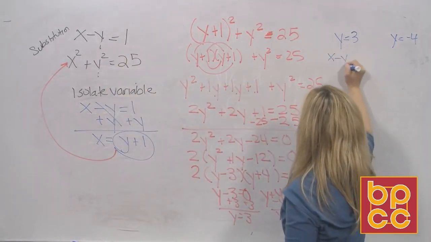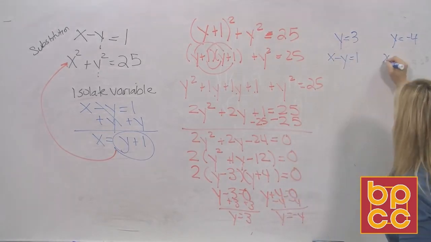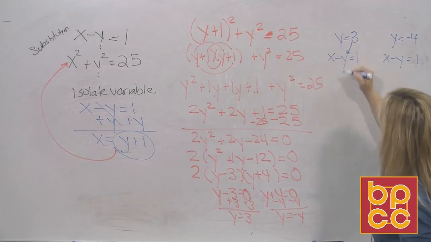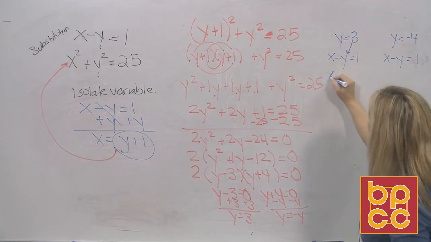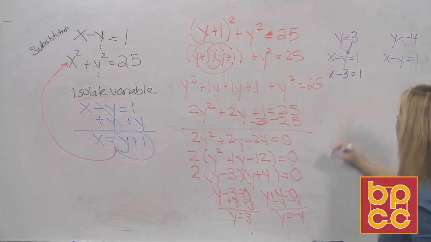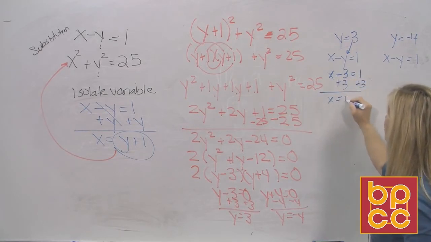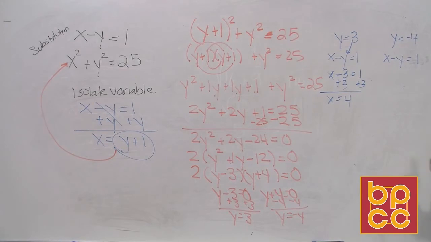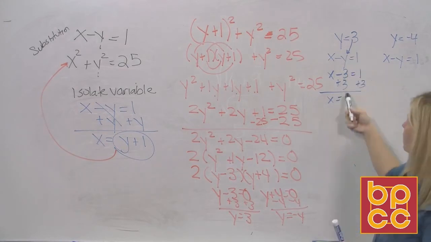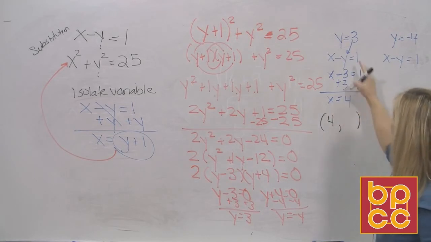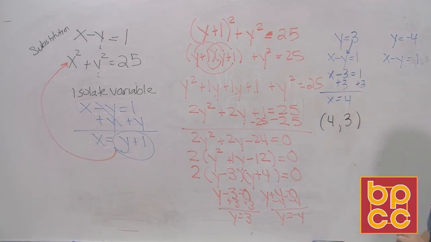So I'm going to write it twice because I'm going to use it twice. I'm going to replace y with 3. So x minus 3 equals 1. I'm going to add 3, and x is 4. Before I ever go get the other solution, I'm going to write this as an ordered pair. Your x value goes first, it's 4. Your y value is 3.